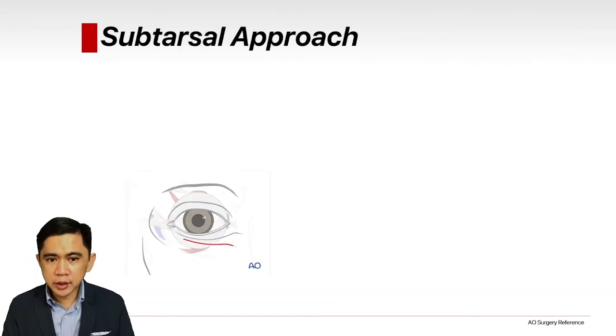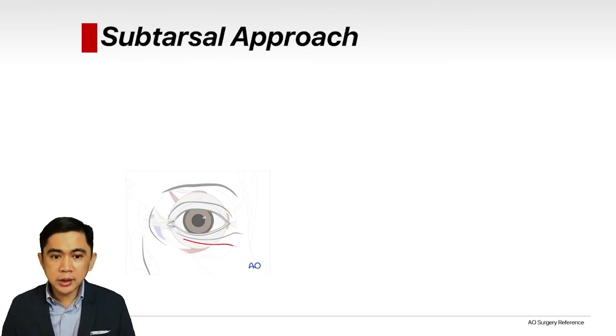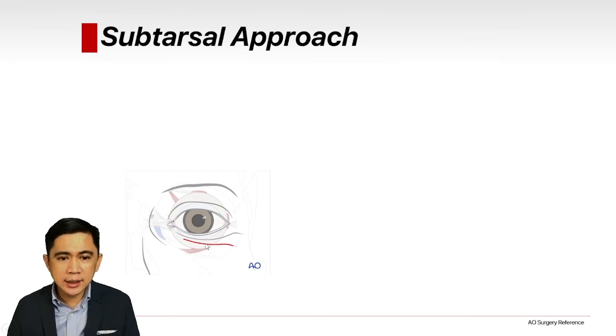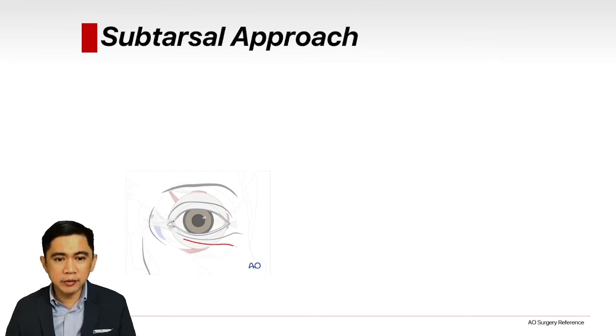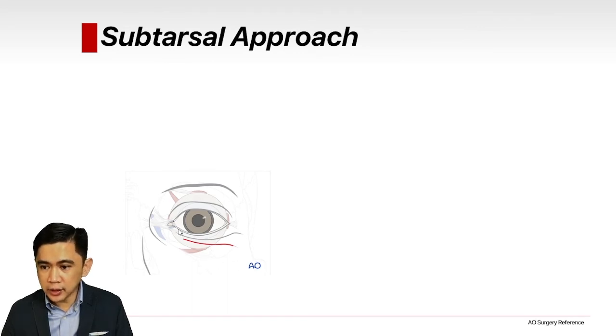Subtarsal approach. The difference of the subtarsal approach from the subciliary is only a few millimeters, and it only has the advantage of a rapid approach to the field, considering it is more inferior than the subciliary approach. And that's about it. Marking of the incision line is planned in a natural skin crease below the inferior margin of the tarsus. So the tarsus is over here.